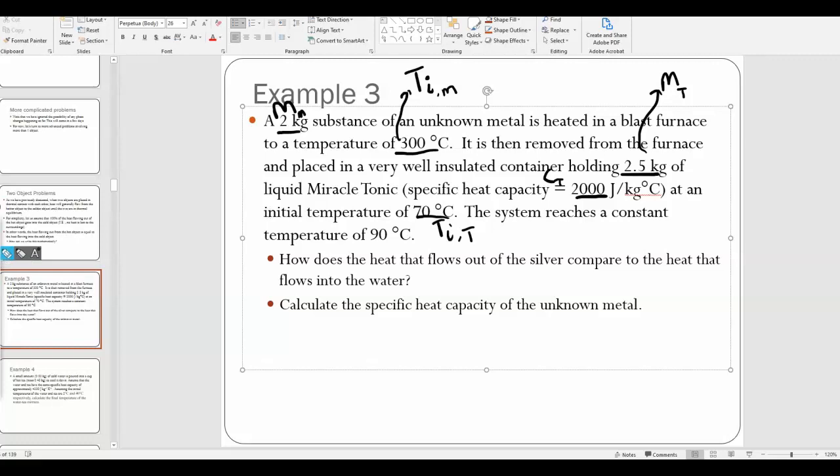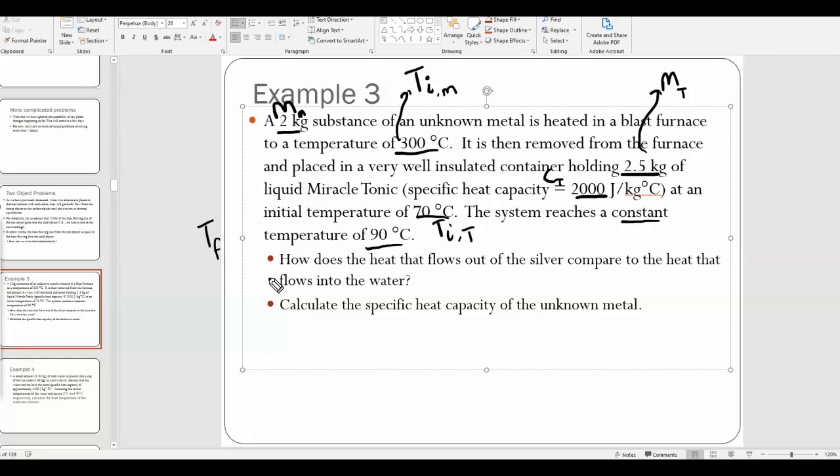Now think about what that means based off of what we talked about in the past. These objects are going to exchange heat back and forth until they reach thermal equilibrium. So when it says the system reaches a constant temperature of 90 degrees Celsius, that's saying the final temperature is going to be 90 degrees Celsius both for the metal and for the miracle tonic. So they both have the same final temperature because they're going to reach thermal equilibrium. It's implied in the problem, right? Just like basically every two-object problem, it's implied. Now the first question says, how does the heat that flows out of the silver compare to the heat that flows into the water? All right, so try to answer that question on your own.